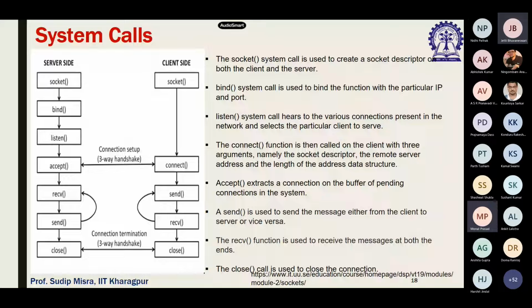Okay, and then a send is used to send the message either from the client to the server or vice versa, and then the receive function is used to receive the messages at both the ends. And finally there is a close. So send, receive, and then close the connection. Close the connection means that you are terminating this connection. Okay, so let us try to understand this process through the code, right?